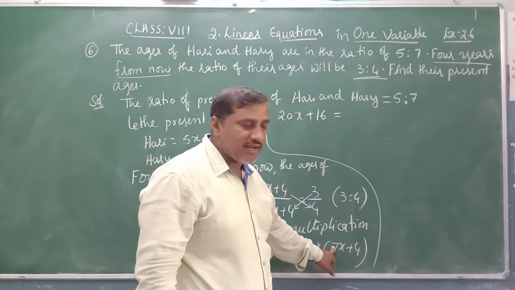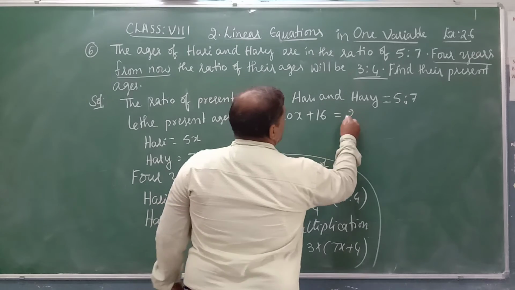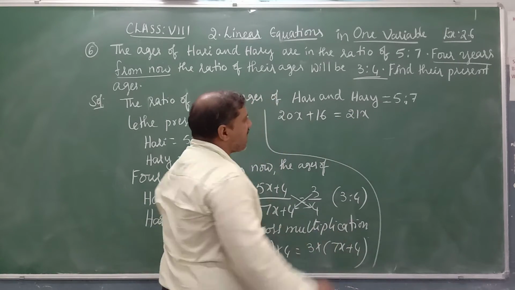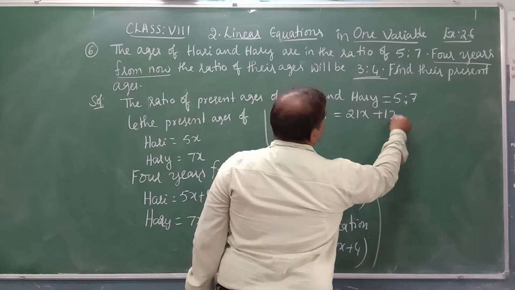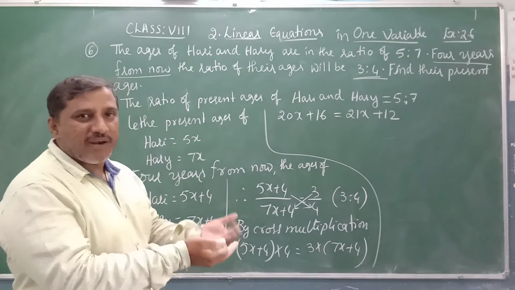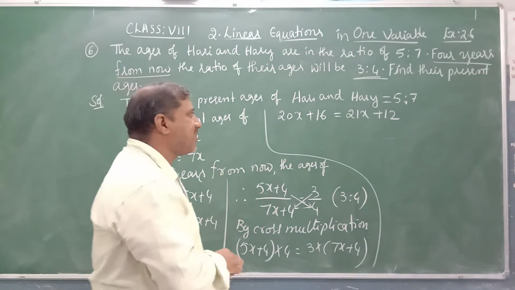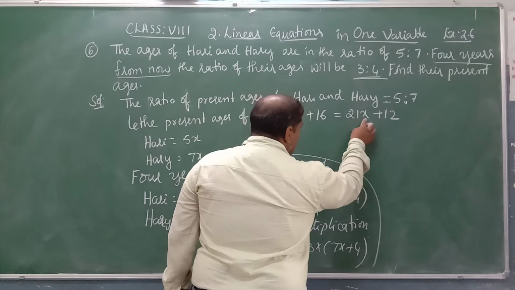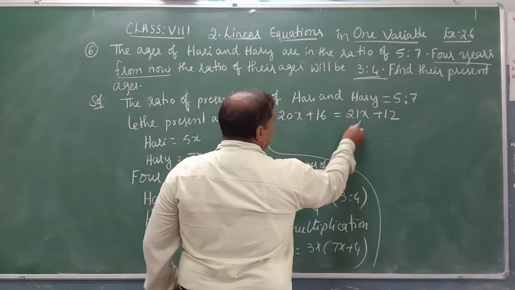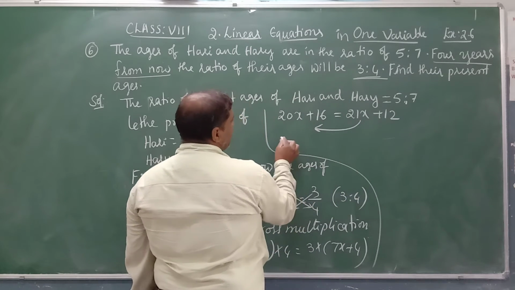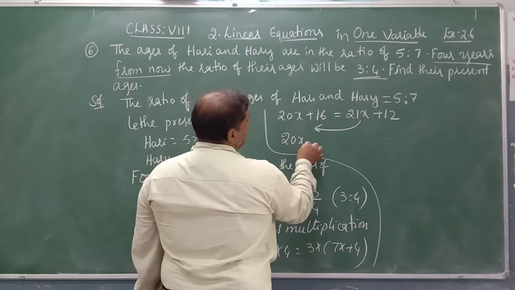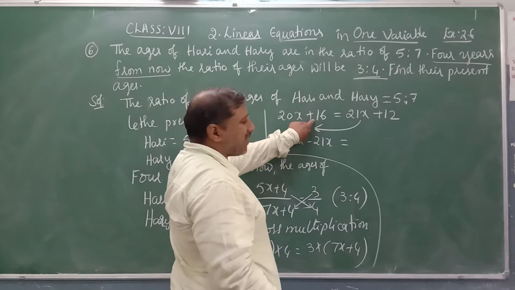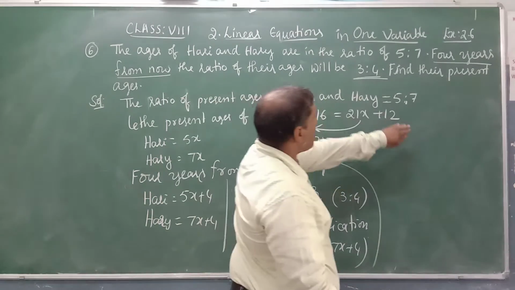3 7s are 21, 21x. Plus into plus is plus 3 into 4 it is 12. 21x plus 12. Now transpose, bring variables to one side and constants to the other side. On the right hand side we have 21x. That you transpose to the LHS, then what will it become? Minus 21x. 20x minus 21x, that is equals to, and now transpose plus 16 from LHS to RHS.